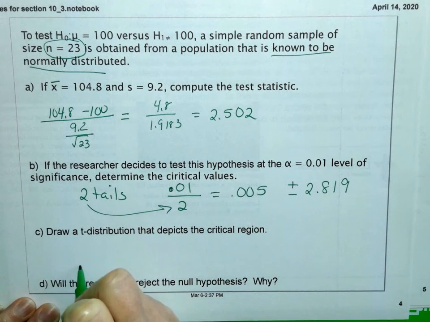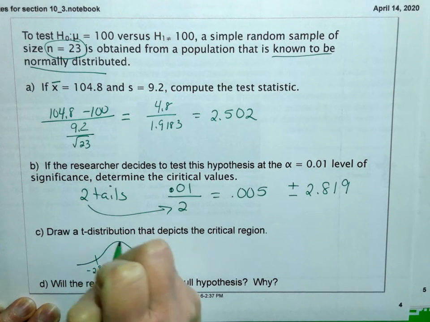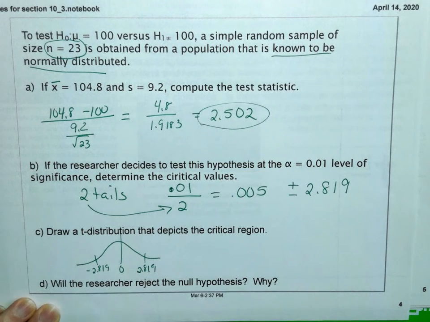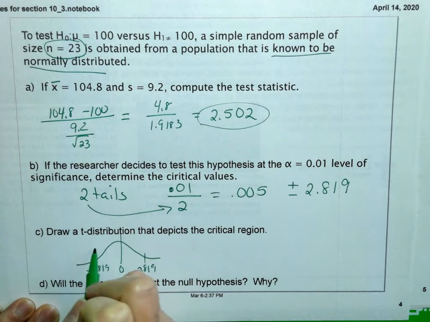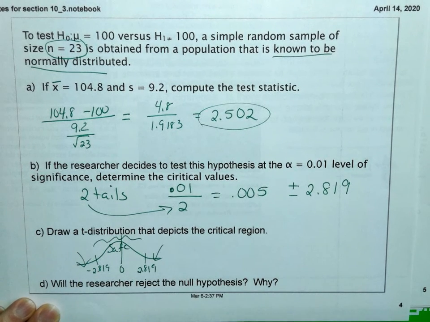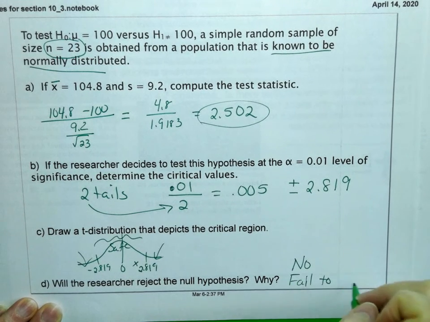Well, let's take a look. Remember, we have a curve. We have negative 2.819. We have 0 in the middle. We have positive 2.819. Where does 2.502 land? Does it land in the safe zone? Or does it land in a tail? Well, 2.5 is smaller, so it's going to be over here, right? It's in the safe zone. So do we reject the null hypothesis? No. We fail to reject.